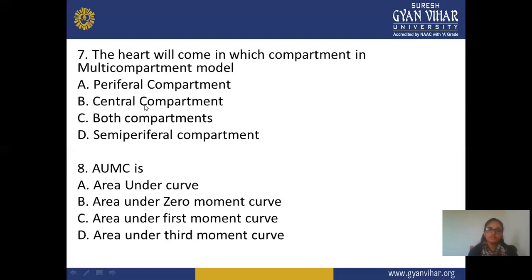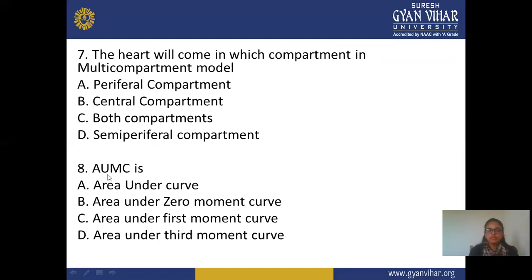Next is the seventh question: in which compartment of the multi-compartmental model will the heart be found? We already saw the different multi-compartmental models. More than one compartment is known as multi-compartment. When you take a drug by IV bolus, IV infusion, or maybe an extravascular route, the heart comes in which compartment? You answer with the one correct answer out of the four options. A is peripheral compartment, B is central compartment, C is both compartments, and D is semi-peripheral compartment.